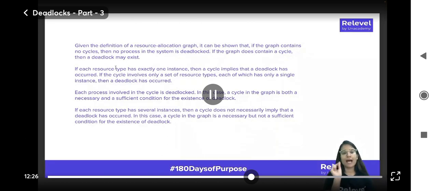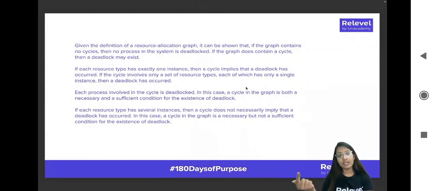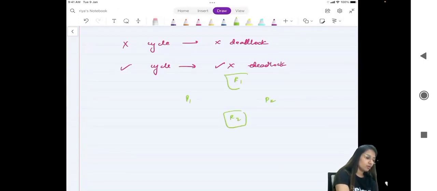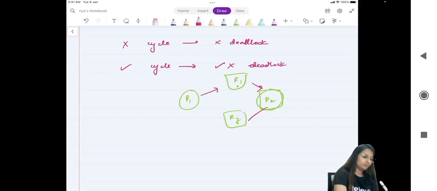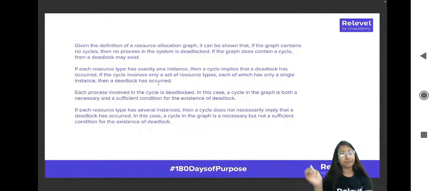Then a cycle implies that a deadlock has occurred. But in this example, you will see there is a resource which has more instances. If the cycle involves a set of resource types, each of which has a single instance, then the deadlock has occurred. It's more or less like this: P1, P2, R1, R2, single instances available, and there is a cycle. That means deadlock is bound to happen, and that means every process in the cycle is deadlocked.